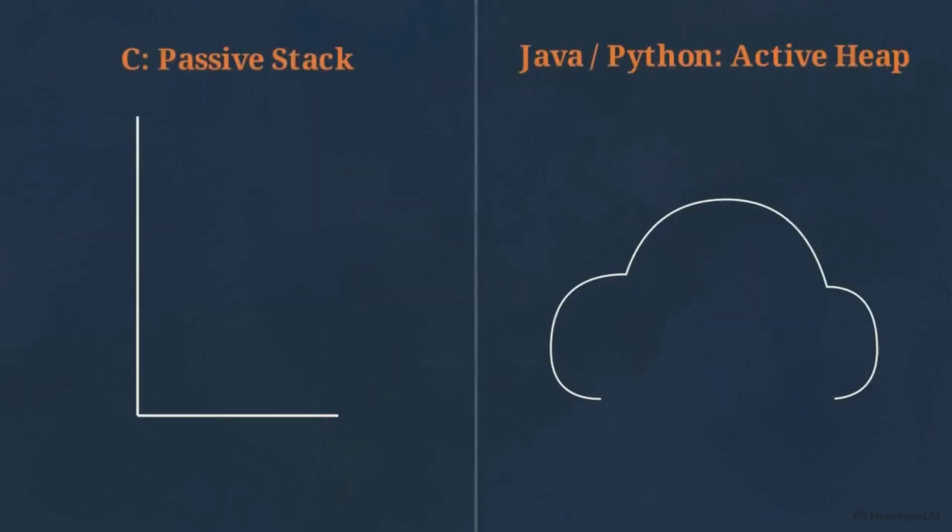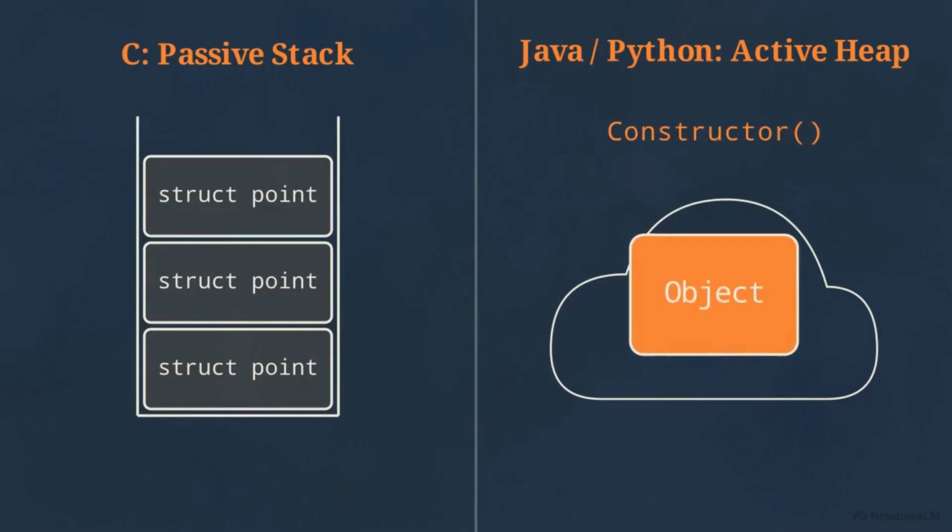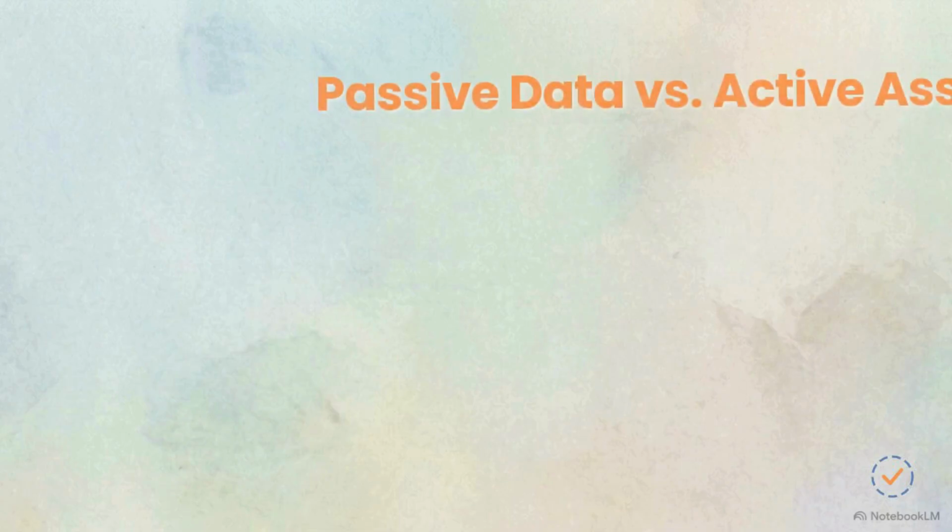The defining difference is memory. C relies on passive stack allocation, whereas Java and Python utilize dynamic heap allocation, forced by the constructor at the exact moment of birth. This comparison table maps out the distinction.